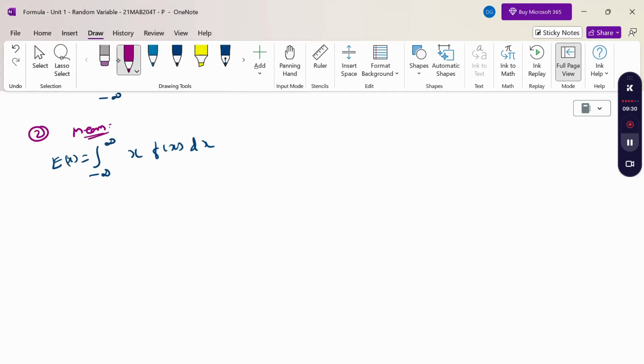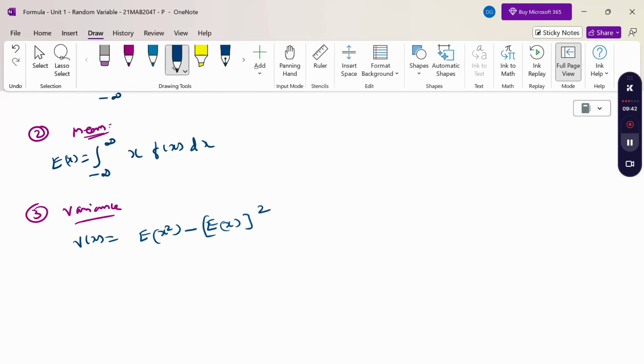And the variance of x, V of x, equals E of x square minus E of x whole square. So E of x square, how to calculate here? Integration from minus infinity to plus infinity of x square f of x dx. So this is the variance.